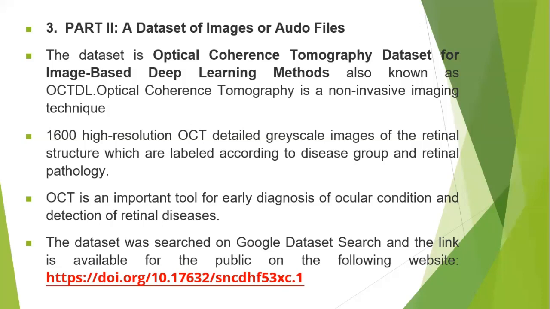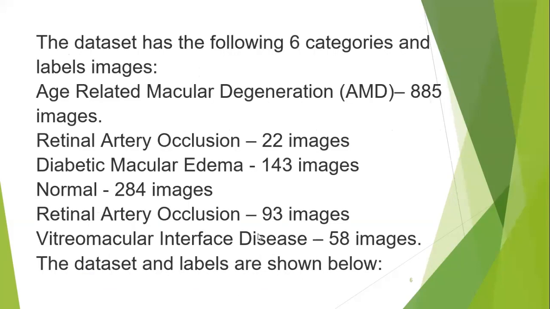The data set was obtained from this link through Google Data Search, and is available for public use. The data set has 6 categories, and they are all labeled images. Here are the categories. One is age-related macular degeneration. These are more of medical terms, but they are well labeled for this image recognition.